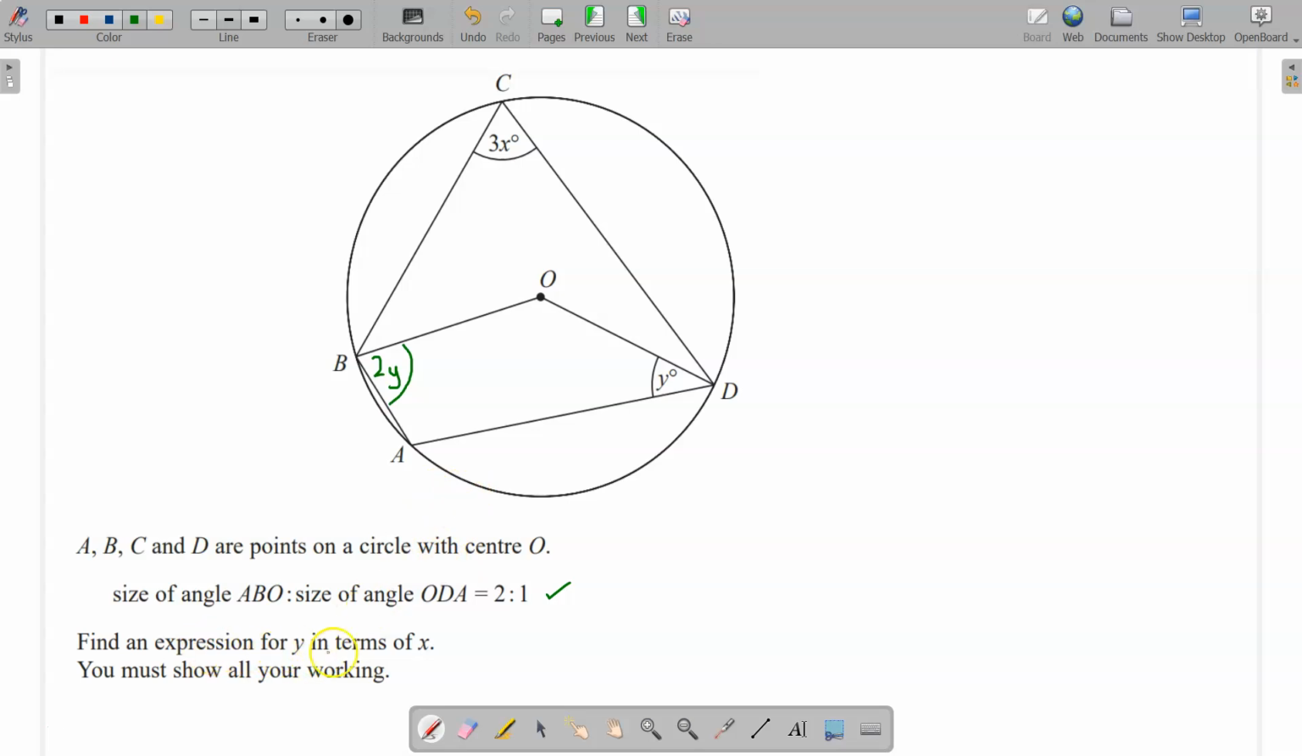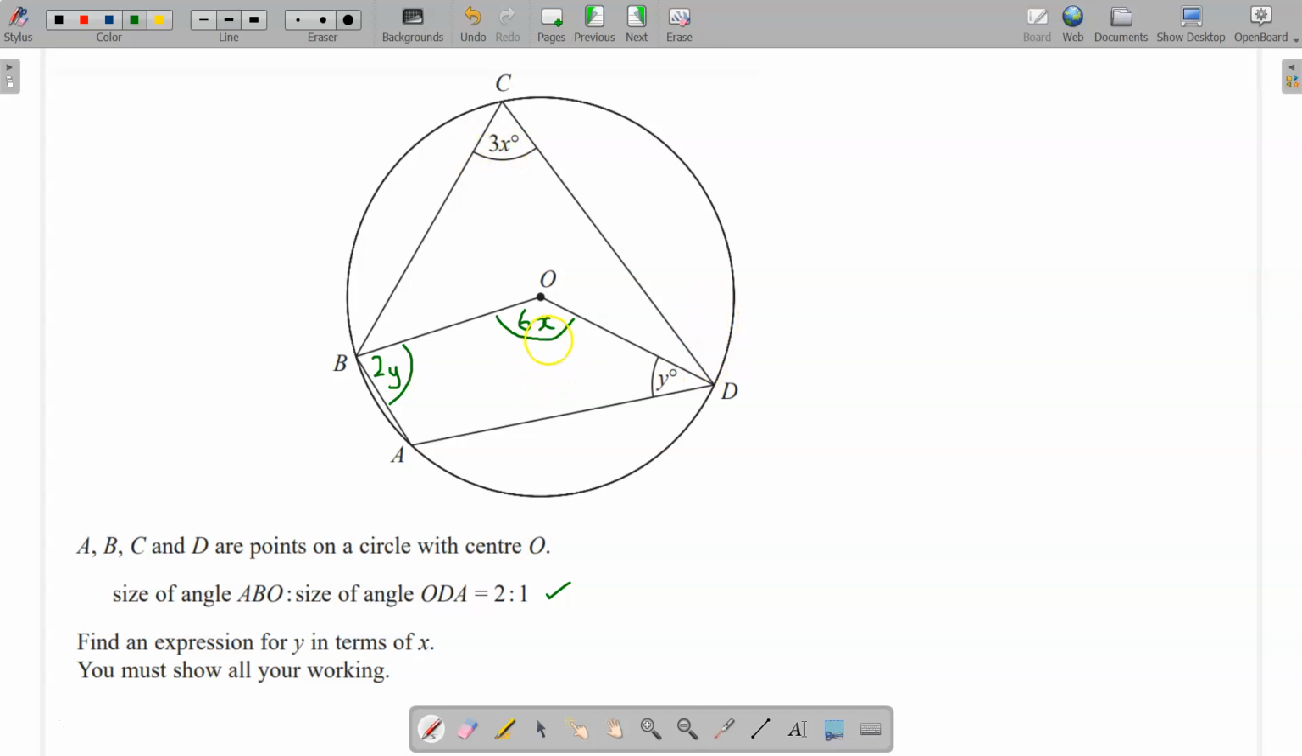Now, it says you must show all your working. It doesn't ask you to give angle reasons, so you don't need to actually write down any reasons, but you do need to show the working, and that can be done on the diagram, a lot of it. So we know that this is 3x, and we should know that this is 6x. And the reason for that is because the angle at the center is twice the angle on the circumference.